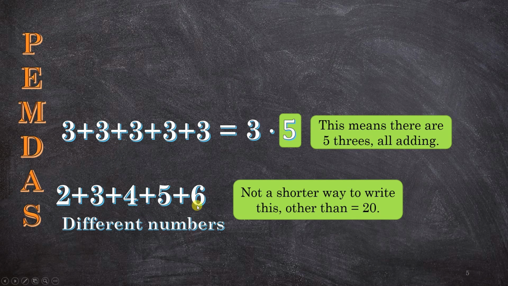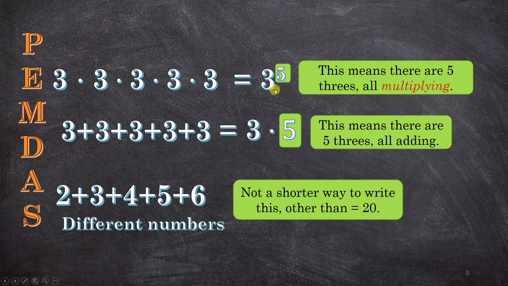Here, we're adding different numbers together, so there's not a notation that we can use to make this smaller other than to say that it's equal to 20, to find its sum. Now, exponents, very similar to multiplication. This exponent right here tells us how many of this number are multiplying with each other, right? And so this is like compressing repeated multiplication. Multiplication's compressing repeated addition. So these are making big giant numbers really, really small.